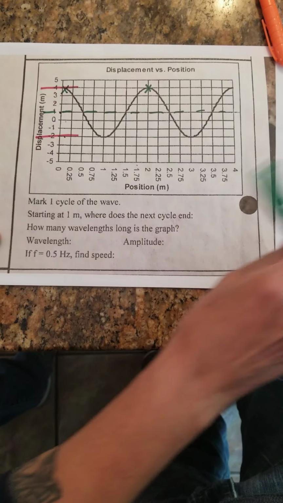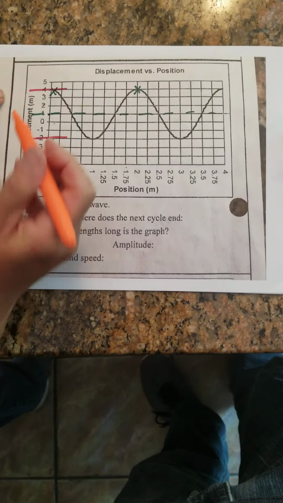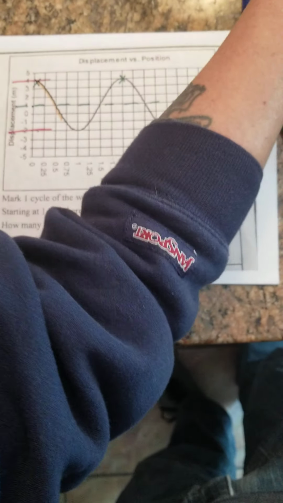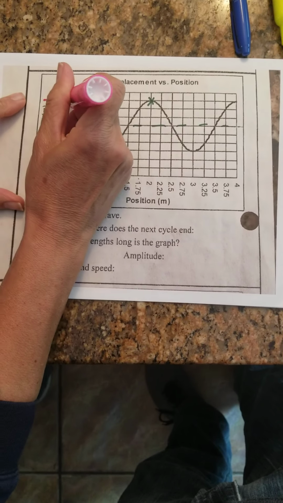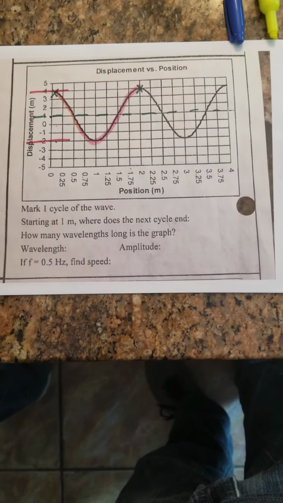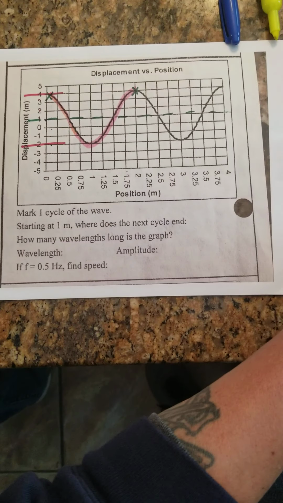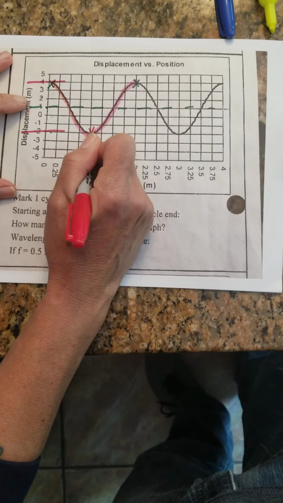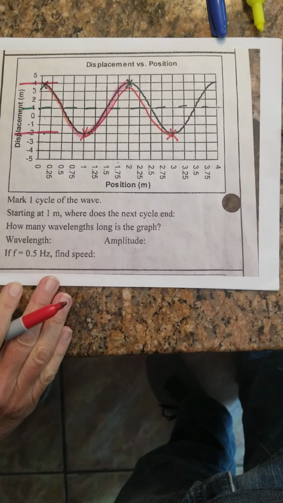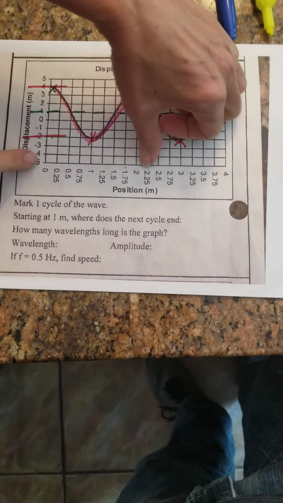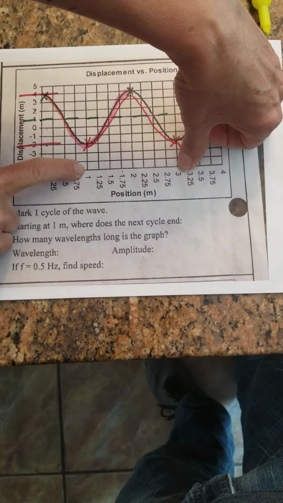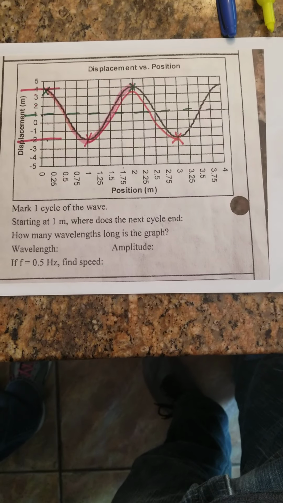Let's see, mark one cycle of the wave. Again, if I start here, I think the pink one's better. If I start here, that's one wave. What if I started at the trough instead? What if I started down here? Then that's one wave. So it depends where I start. Either way, this is a distance of 2 meters. This is a distance of 2 meters. It doesn't matter where I want to measure my wavelength.